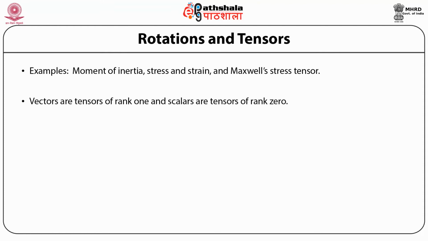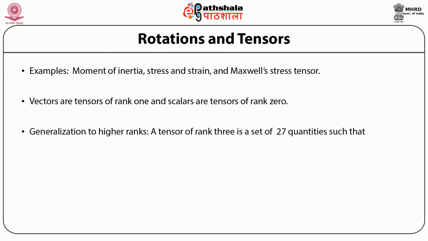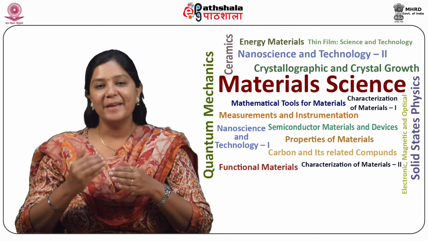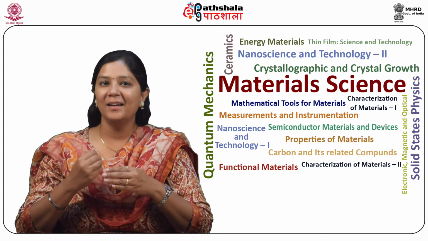Vectors can be regarded as tensors of rank 1 and scalars as tensors of rank 0. Generalization to higher rank tensors is now obvious. A tensor M of rank 3 is a set of 27 quantities that transform under rotations as M'_ijk = A_il A_jm A_kn M_lmn. The same is true of inversion in 3 dimensions.